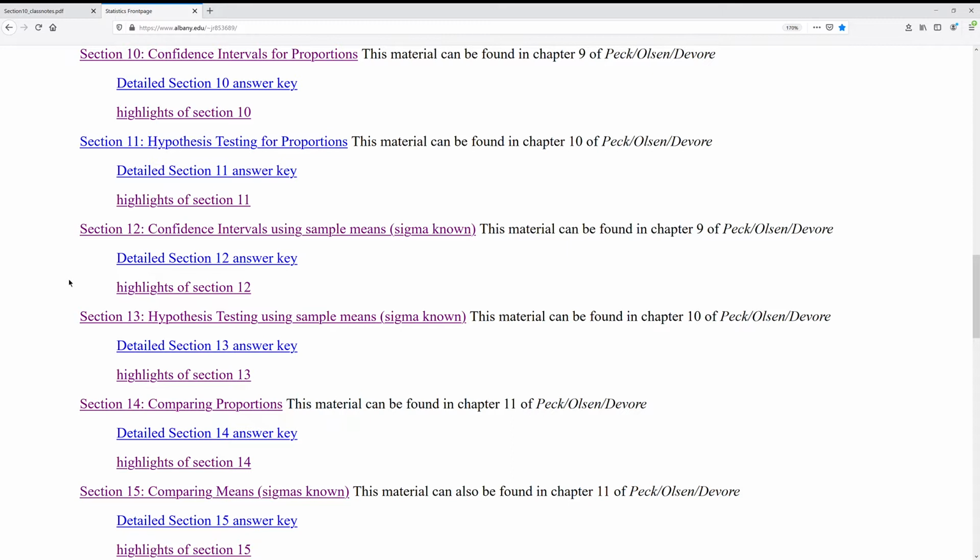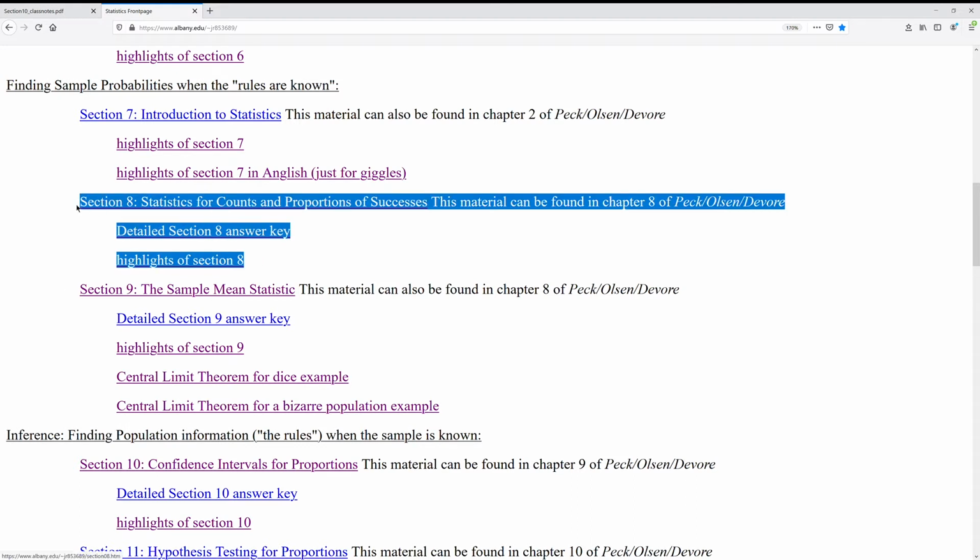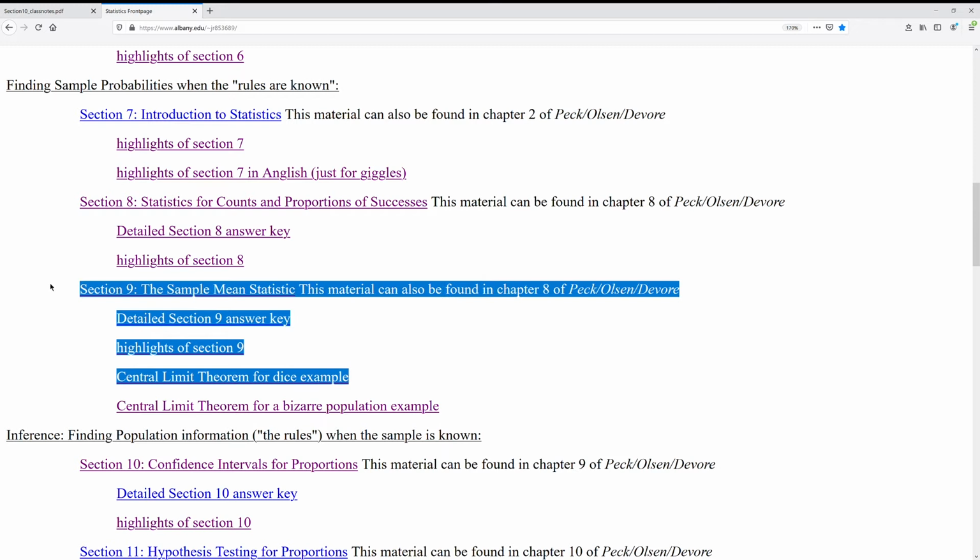One of those ideas is the concept of confidence intervals. One of those ideas is the concept of hypothesis tests. One of those ideas is the pattern of randomness for p hat. Another of those ideas is the pattern of randomness for x bar.